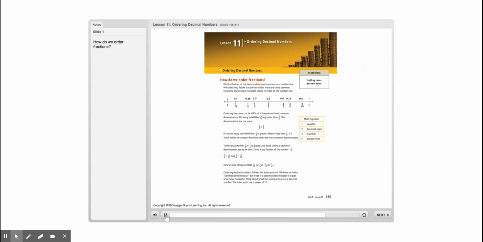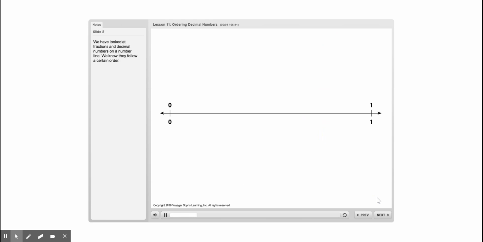Order fractions. We have looked at fractions and decimal numbers on a number line. We know they follow a certain order. Here are some common fractions and decimal numbers shown in order on the number line. These are fourths and their equivalent decimal numbers.